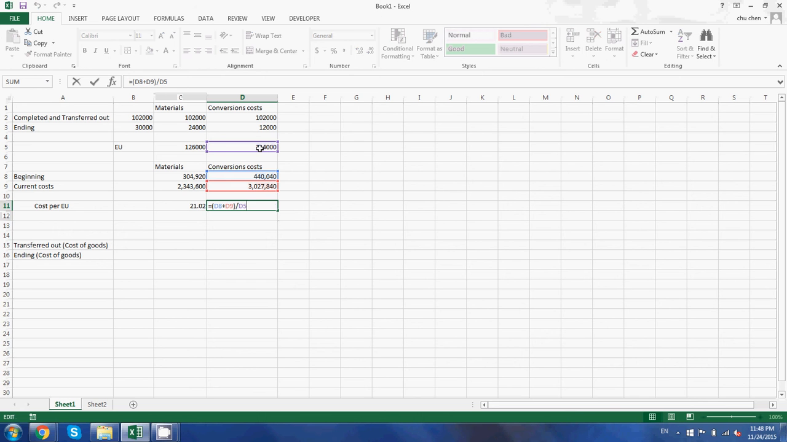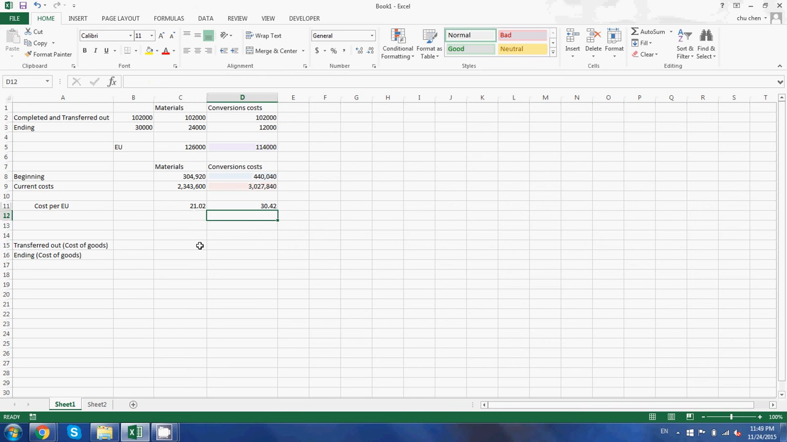That's why we call it weighted average. We include the cost of the beginnings when we calculate cost per EU. When you talk about FIFO, it's different. We don't include the cost of the beginning inventory to calculate the cost per EU. Finally, we got these two numbers, 21.02 and 30.42.